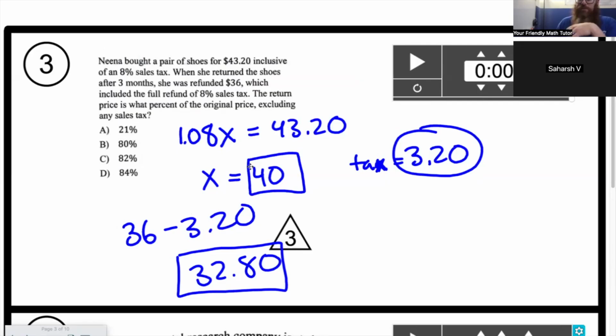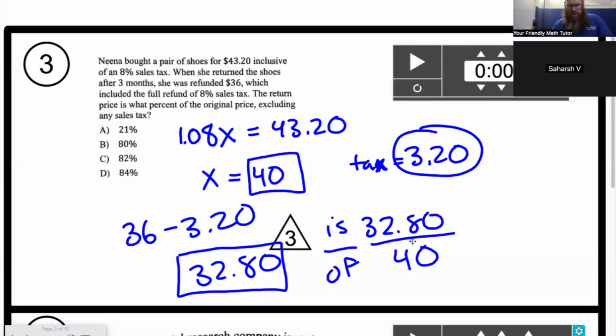So then the final question is the return price is what percent of the original price. So this is again is over of. So 32.80 is what percent of 40. You just divide those and it gives you 0.82. So the refunded price must have been 82% of the original price.